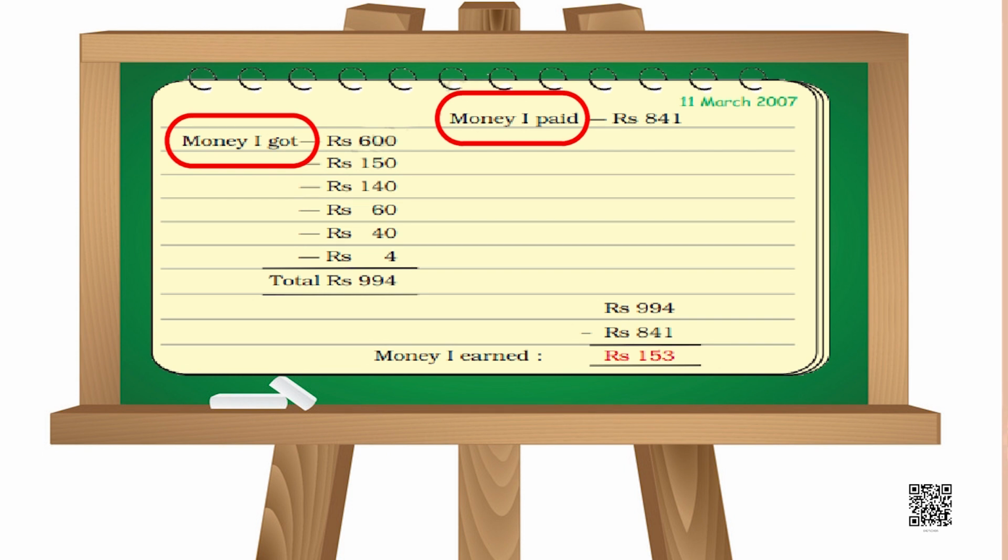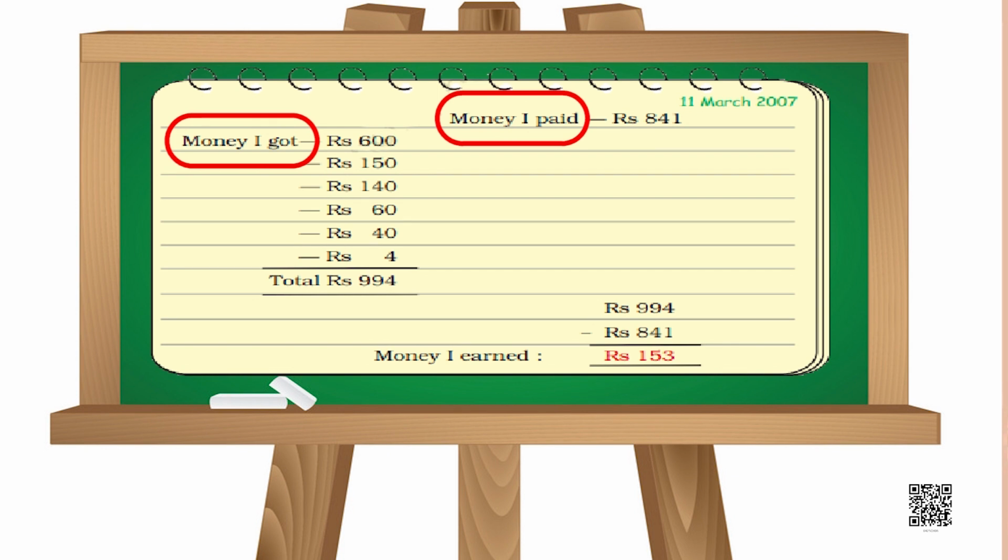841 rupees and the money she got in terms of various currencies she has documented and totaled up, and as per her diary, she has got 994 rupees. The money she paid is 841. So, did she make a profit on this day? Since 994 is more than 841, she has made a profit.